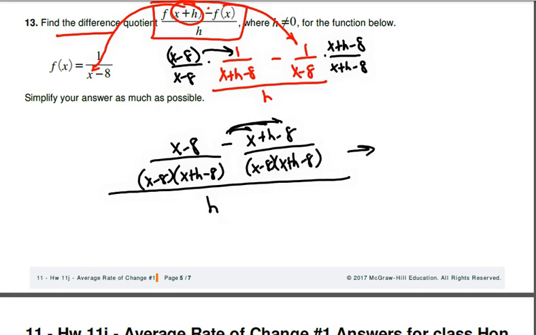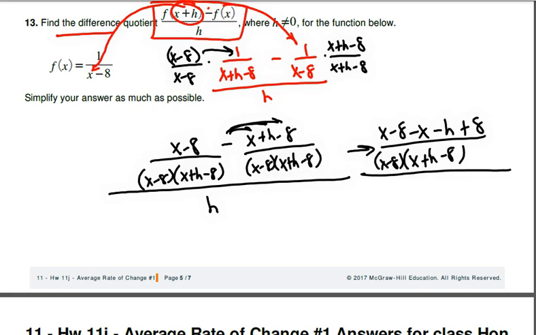So I'll distribute that minus to each one of those terms. So I have this x minus 8 minus the x minus the h plus the 8, because that's a minus and a minus there. All over that common denominator, x minus 8, x plus h minus 8. And all of that's over h.